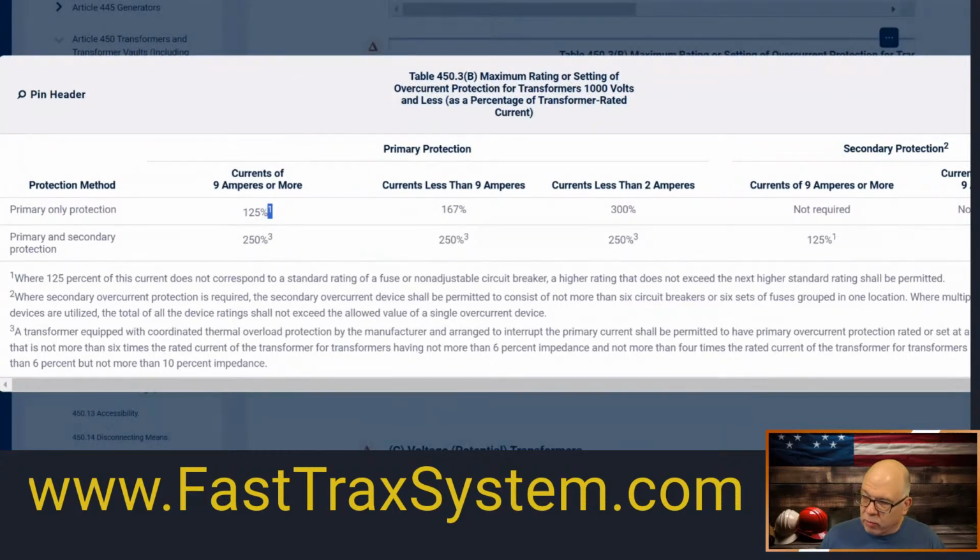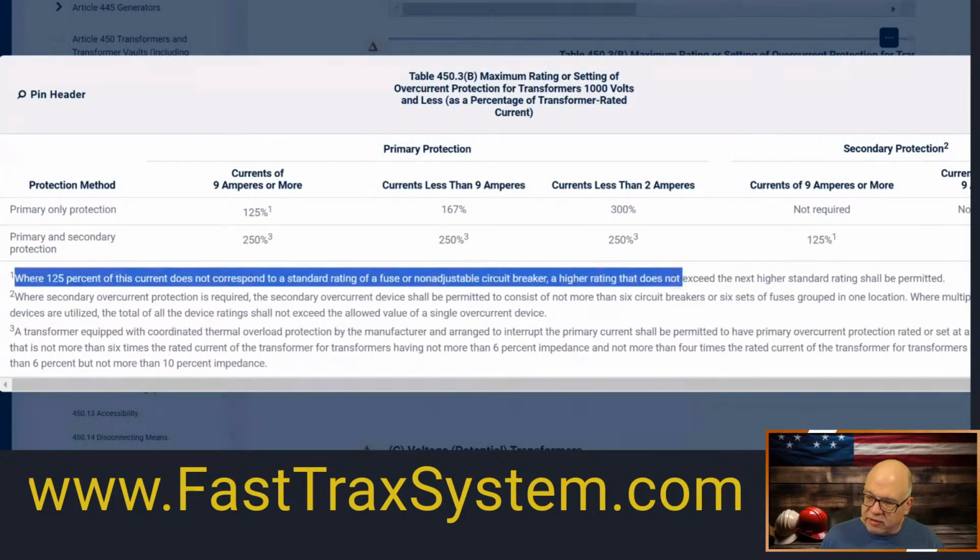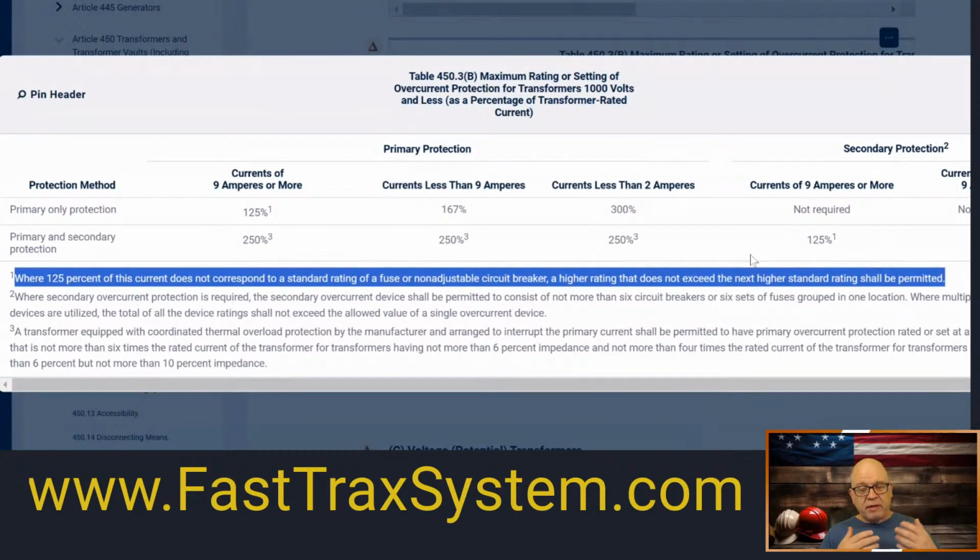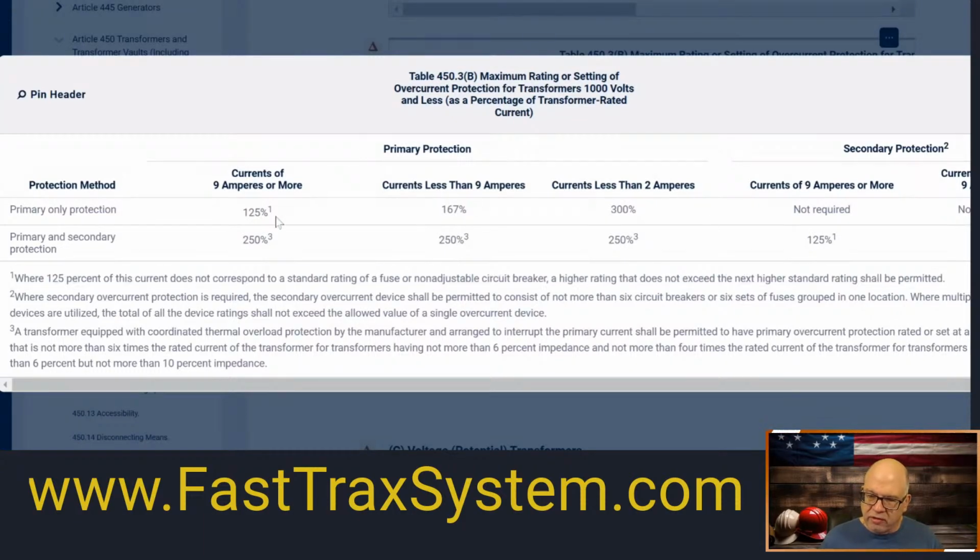So that little 1, and remember, we're not doing secondary protection for this transformer. We're just saying, can we protect the transformer by the primary protection only? Can we? And the answer is yes, if you meet all these rules. So here's where it states, if it doesn't correspond, then you can go up to the next standard size. That's an example. If we calculate this out, we take the transformer's current at 125%, and it doesn't land exactly on a breaker that's listed in 240.6, then what does that mean we can do? Well, that means we can go to the next standard size. So that's what that little note is telling me right there.